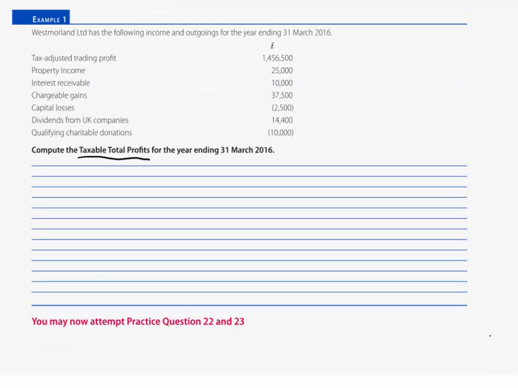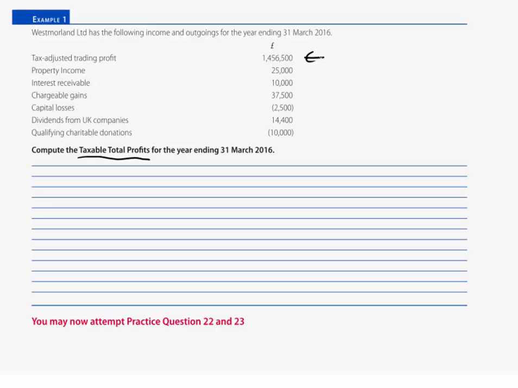Okay, well that should have been a quick and easy exercise for you to perform, I hope. We have been given our starting point of the tax adjusted trading profit. That would go straight on to your pro forma computation. Underneath, of course, a heading properly set up. For whom are we preparing the computation? It's Westmoreland Limited. For when are we preparing it? This is the corporate tax computation for the chargeable accounting period for the year ending 31st of March 2016.